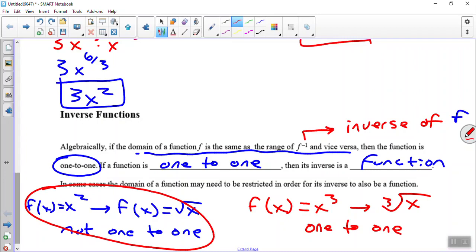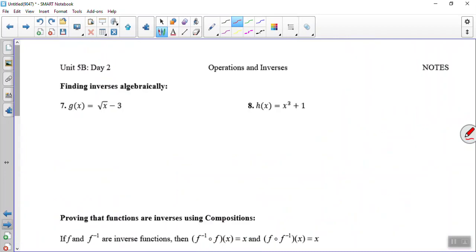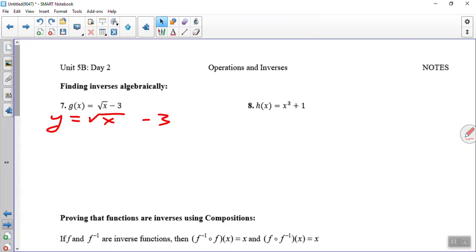Okay, so let's do a little bit with that. So find the inverses algebraically. Again, we've done this before, just to practice. All right, so we can rewrite g of x as y, and we still get square root of x minus 3. Be careful how you write your radicals, especially when you're finding inverses, because you could really mess up a problem if you put the radical over the wrong value, or if you don't put the radical around a value.